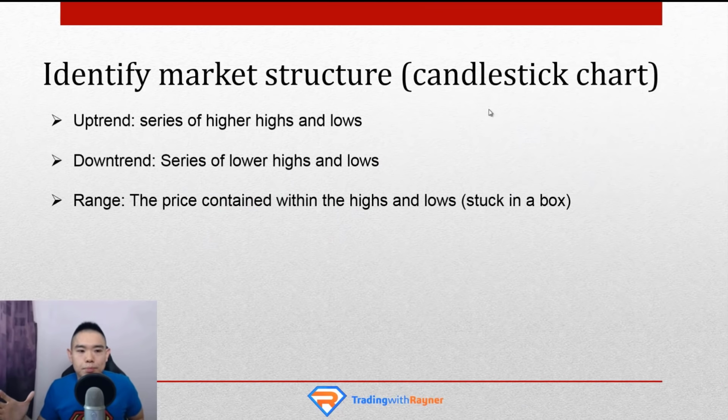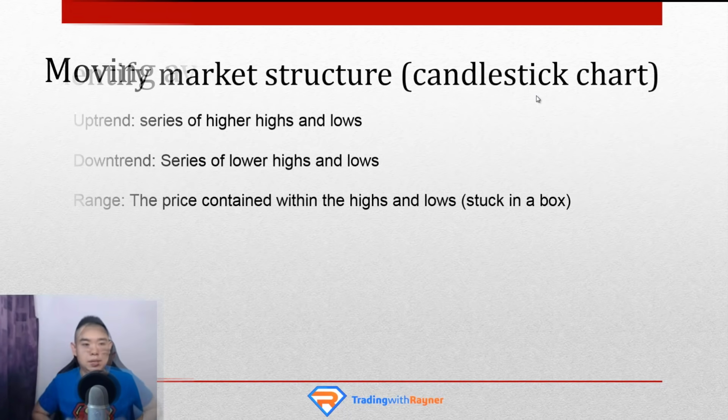And of course, what I've just shared with you is using a candlestick chart to define the market structure, but it's not the only way, because you can also use tools like moving average, which I'll cover next.